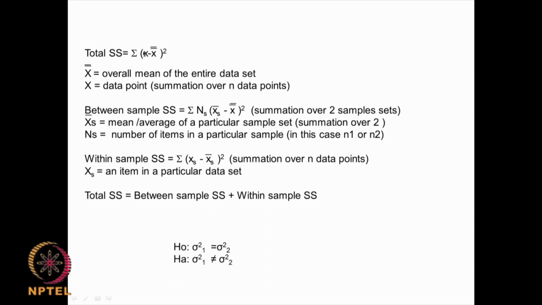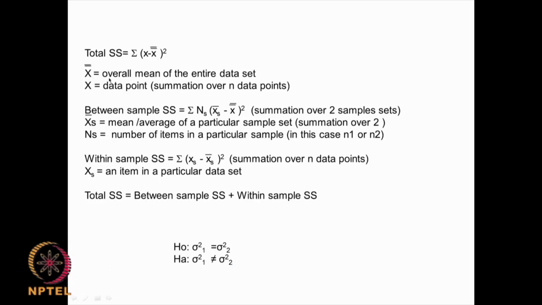X is any value minus x double bar. What does x double bar mean? X double bar is the overall mean of the entire data. You will get a mean for the male pitch and a mean for the female pitch; that will be called x bar, whereas when you take the mean of those two means, that will be called x double bar. Okay. So, the total sum of squares is equal to the sum of (x minus x double bar) squared.